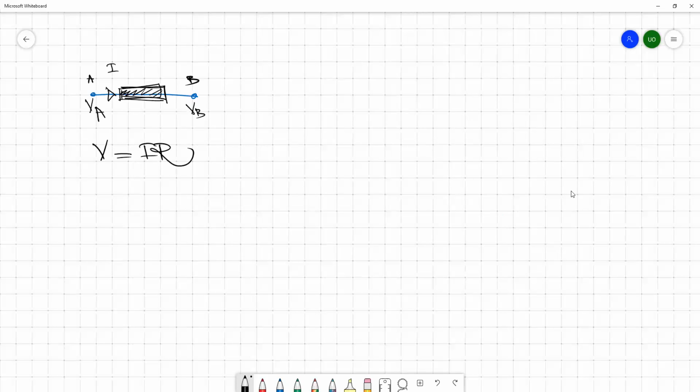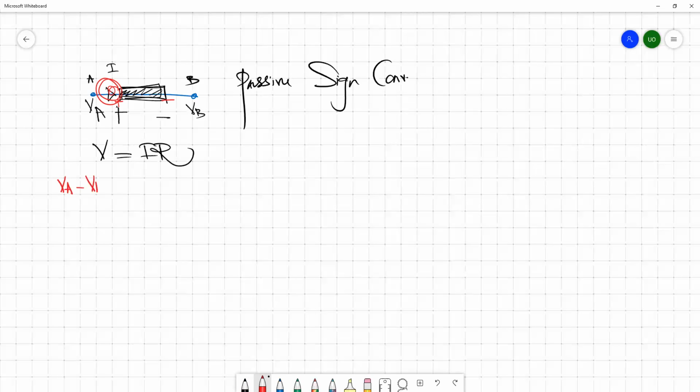Now current is flowing into the node like this, so this becomes plus and this becomes minus based on the passive sign convention. Based on the passive sign convention, we identify the polarity of each terminal from the direction of the current. Then V is the voltage drop across this element, which is actually VA minus VB. This voltage drop equals I times R. So then I is VA minus VB divided by R.